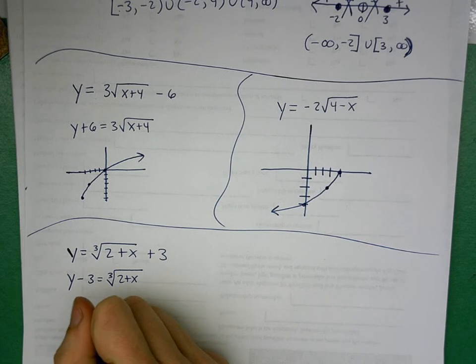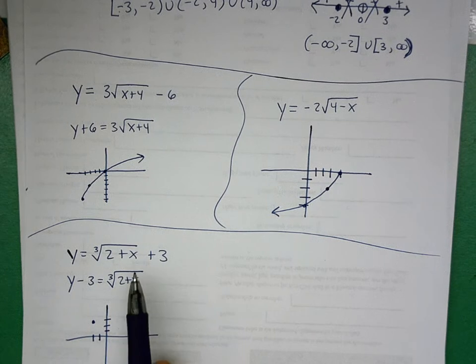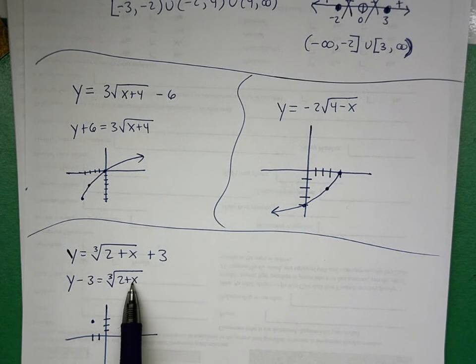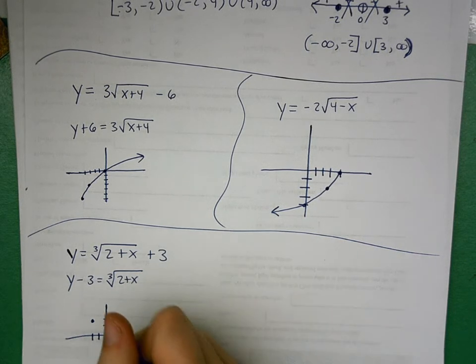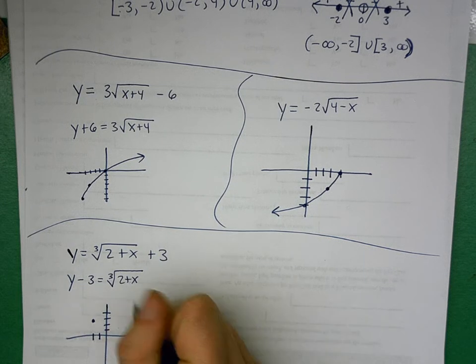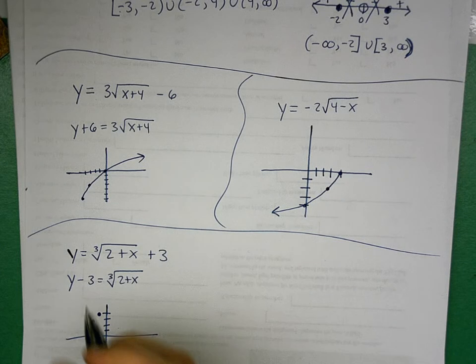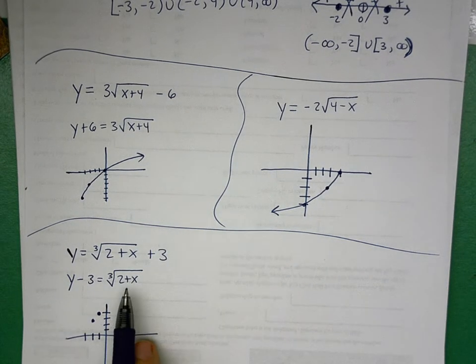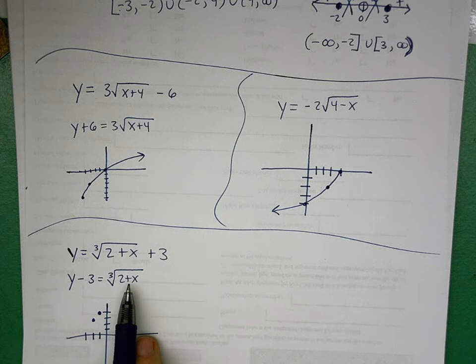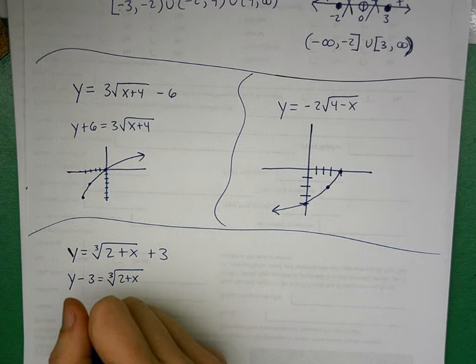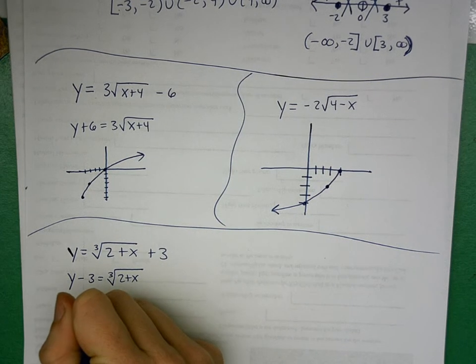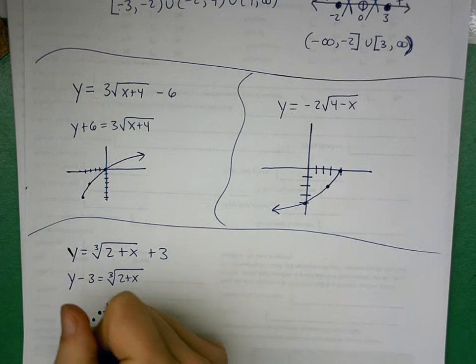And then plugging in additional points, I'm going to go ahead and plug in negative 1, because that would give me the cube root of 1. Cube root of 1 is 1, plus 3 is 4. So when x is negative 1, y is 4. And I'm going to go ahead and plug in negative 3 as well. Negative 3, the cube root of 2 plus negative 3 is the cube root of negative 1, which is negative 1, plus 3 is 2. And you can see your little outline of your cubic here.